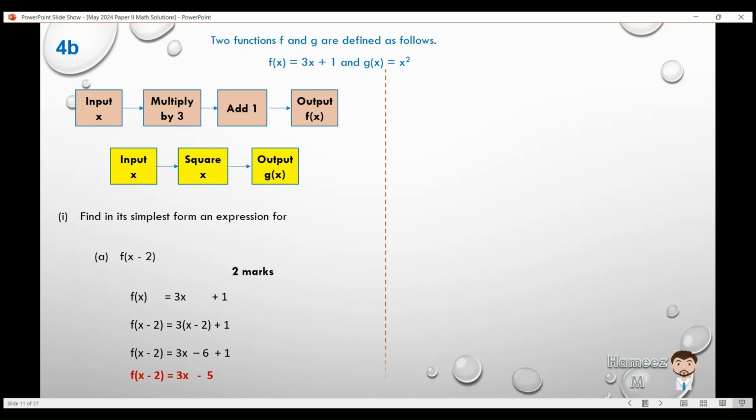Let's now go on to the next part, part B. Find g of 3x plus 2 plus 10. So we know what g of x is, so we can bring that up. g of x is equal to x squared, and it's indicated in the yellow rectangles there. And instead of our input being x, our input is now 3x plus 2. So that would be 3x plus 2 squared.